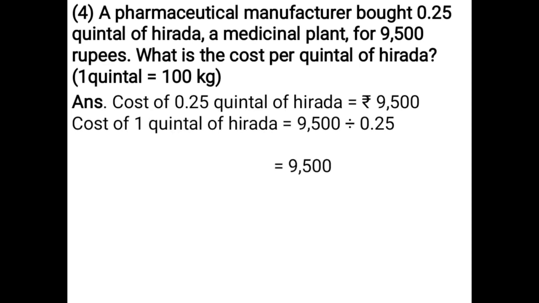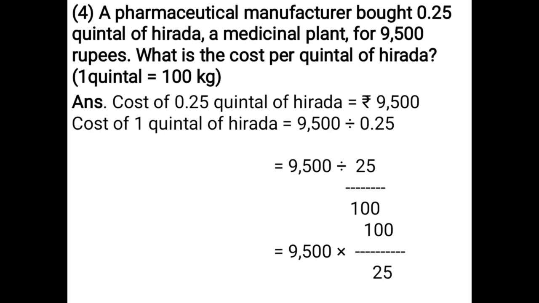That is equal to 9,500. Decimal fraction 0.25, you have to convert into common fraction. That is 9,500 divided by 0.25 becomes 25 upon 100. Of the number decimal point 0.25, you have two decimal places. That's why you have to take denominator 100. That is equal to 9,500. Division will turn into multiplication. 25 upon 100 becomes reciprocal. That is 100 upon 25.